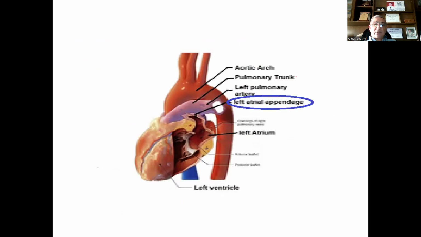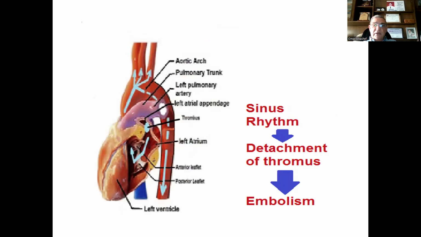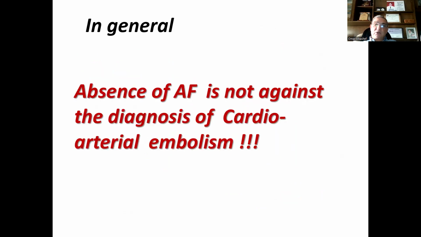So as you know, if the atrial thrombus occurs in the left atrial appendage, an area of slow flow, a thrombus is formed. After that, when the heart resumes the sinus rhythm, detachment of the thrombus occurs and embolism occurs. So: thrombus formation in the left atrial appendage, embolism, impaction at a site of bifurcation, as you know.